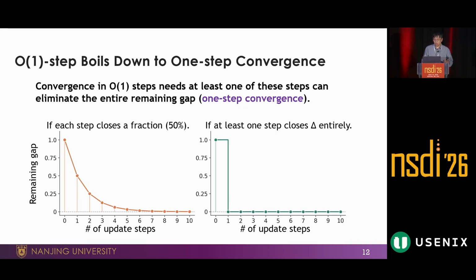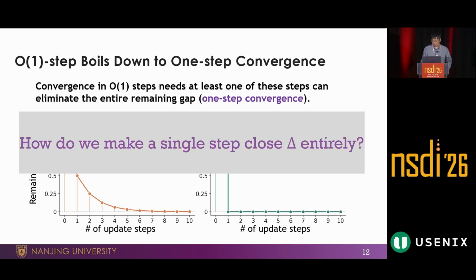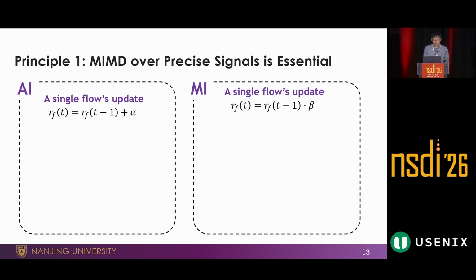That means we need an algorithm that can close it in one step. So the question becomes: how do we make a single step close delta entirely? Okay, this is our first principle. To achieve one-step close, we need MIMD. That means multiplicative increase and multiplicative decrease.